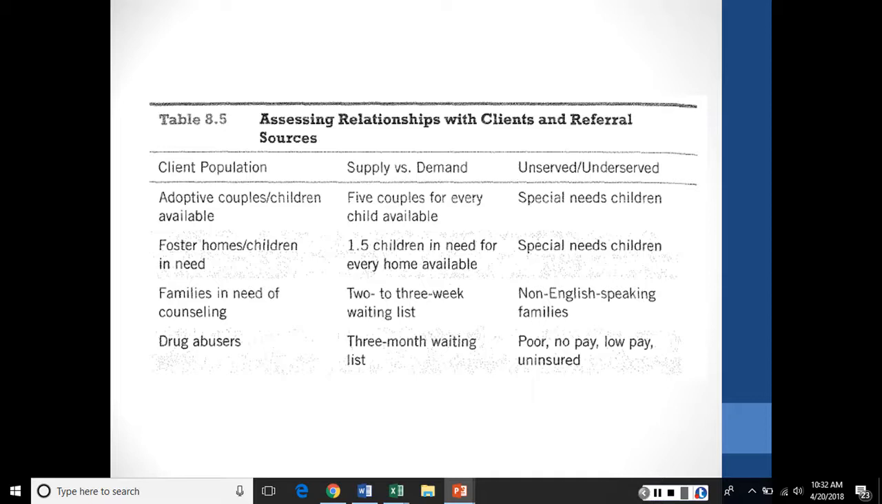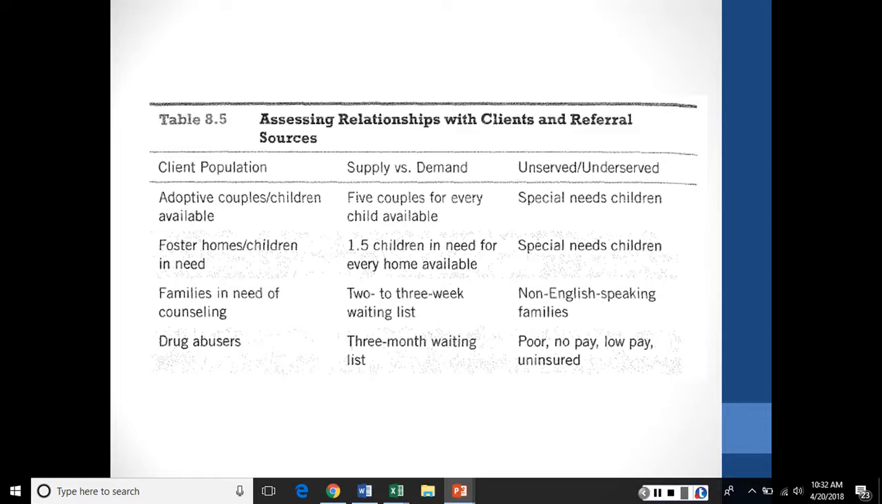So this is taken from the book. Think about your client population. So maybe your client population are drug users. Think about your supply and demand: how much space you have versus the demand for it. So you might have a 3-month waiting list. Who typically is underserved? In drug users, probably people who are uninsured or not able to pay for the treatment, versus substance users who have private insurance, who are probably going to be the first ones that are taken.